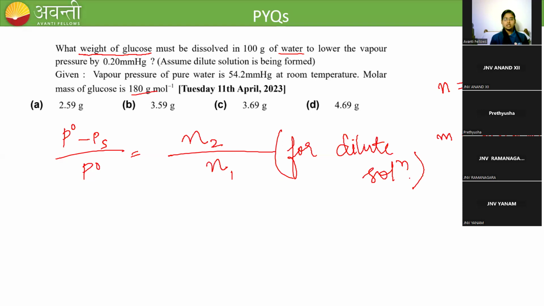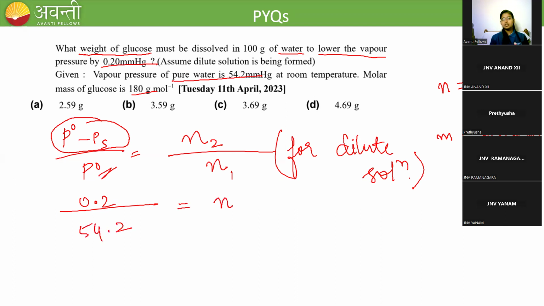And the lowering of the vapor pressure is by 0.20. Lowering means the difference, it's delta P. So it is equal to 0.2 divided by the vapor pressure of the pure water. This is for pure water, no? So for pure solvent it is 54.2, which is equal to the number of moles of the solute, that only we have to find out, divided by the number of moles of the solvent, which is equal to the mass of the solvent divided by molar mass of the solvent. And that molar mass will go here.